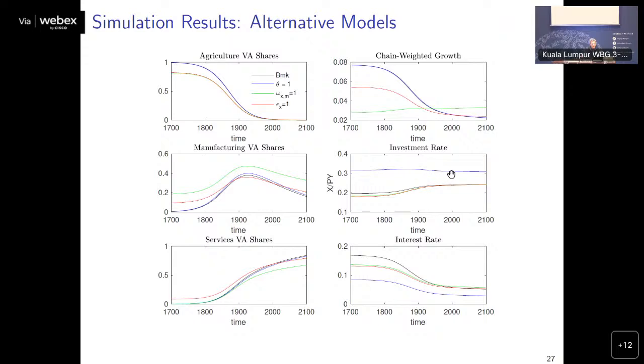The investment rate in their model, when you make this assumption of theta equals 1, is pretty flat, but it actually declines. And our parameterization is going to argue that the investment rate ought to be increasing over time. So again, it's not just quantitatively, but a qualitative difference. And then there are dynamics in the interest rate involved as well.